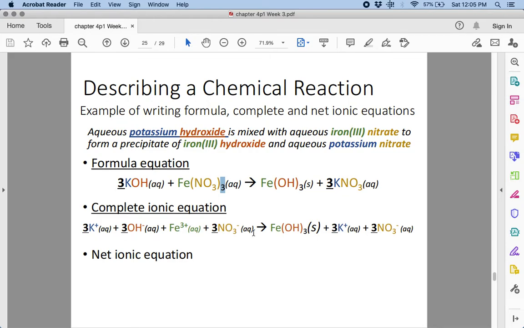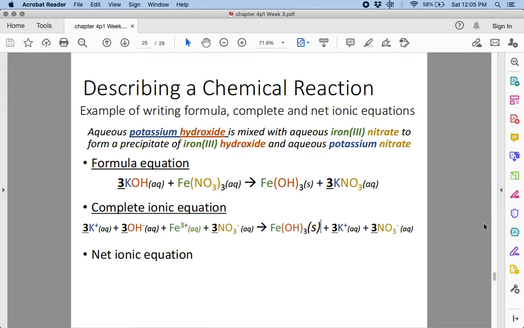Again, all aqueous. On the product side, we have iron 3 hydroxide. Iron 3 hydroxide, we're told, is the precipitate, which means it's the solid. We don't break up a solid. Solids stay solids. They're insoluble in the water. So this is the only one that doesn't break up. Then we have KNO3, 3 KNO3s. Those are aqueous again. That's the secret language. 3 Ks, 3 NO3s. So this is our complete ionic equation. Everything has been broken out into its ions where appropriate.